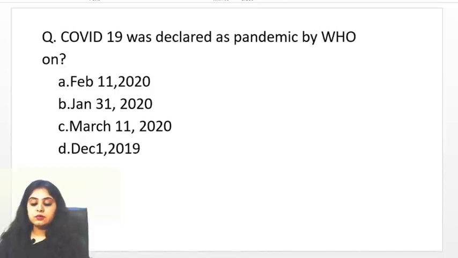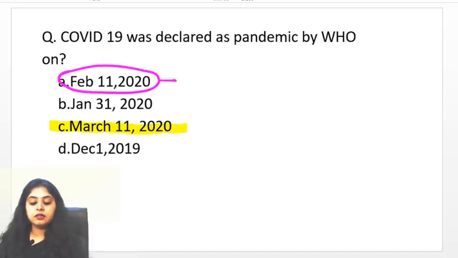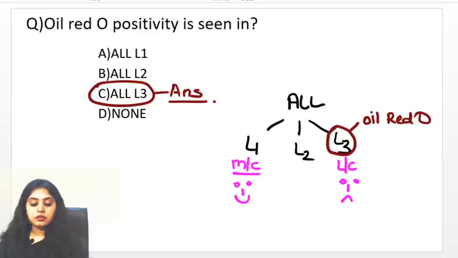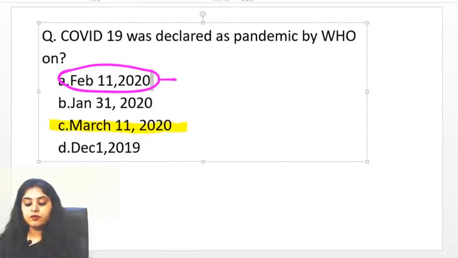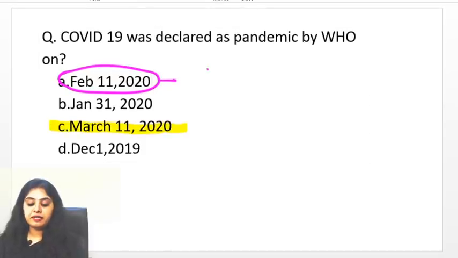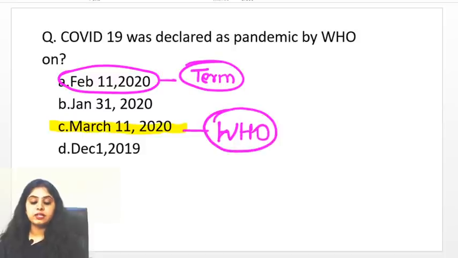COVID-19 was declared as a pandemic by WHO on which date? COVID-19 was declared as a pandemic by WHO on March 11th. Let me tell you, on Feb 11th, the term COVID-19 was kept. It was finally labeled as COVID-19, but on March 11th, it was declared as a pandemic by WHO.